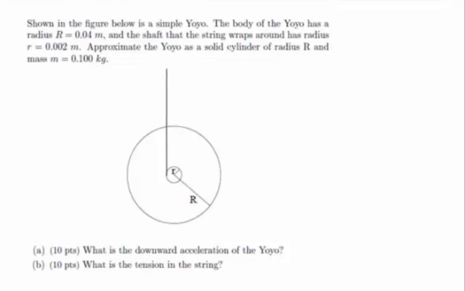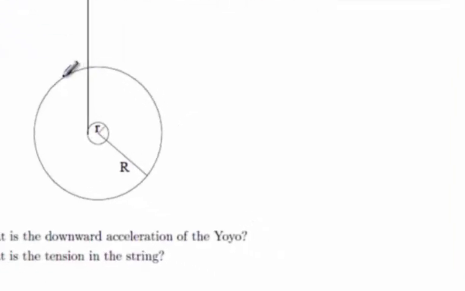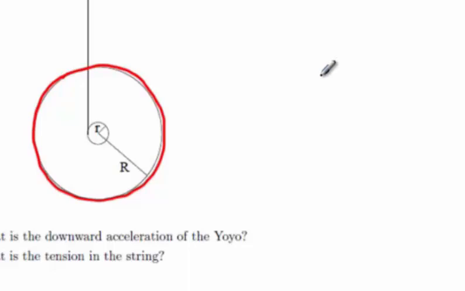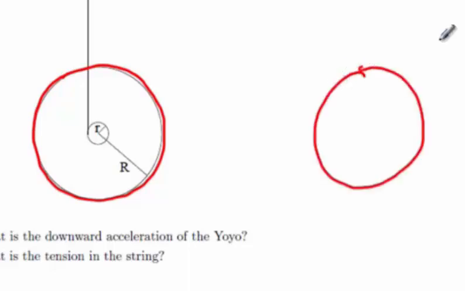The first step in any force problem is to draw a free body diagram. There's only one object, the yo-yo. And when we draw our free body diagram, we will be drawing an extended free body diagram, because the yo-yo not only experiences linear motion, it also experiences angular motion.